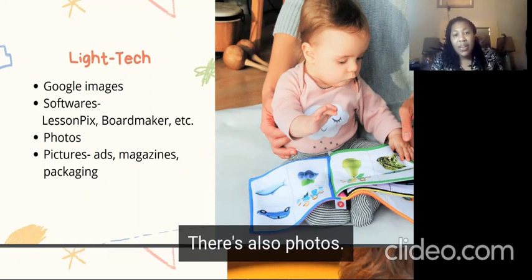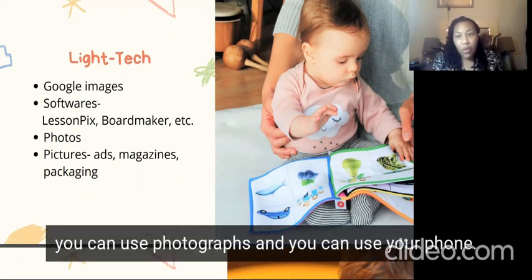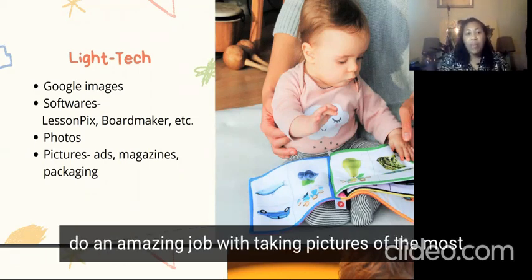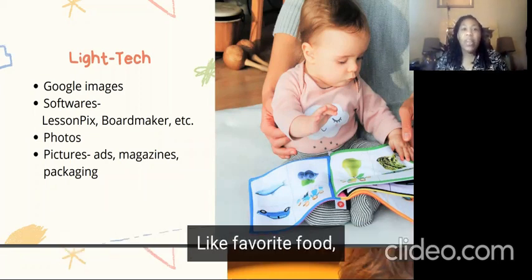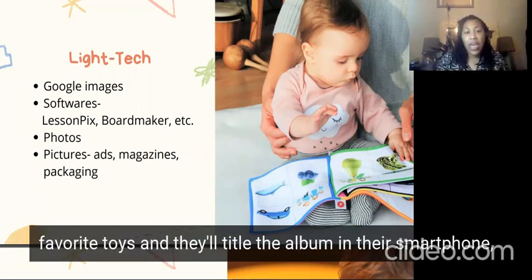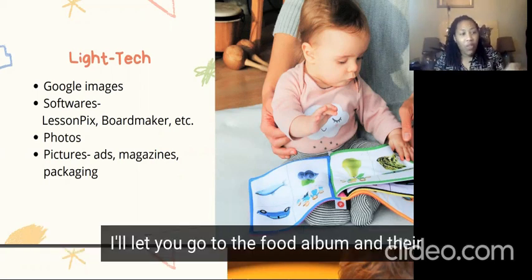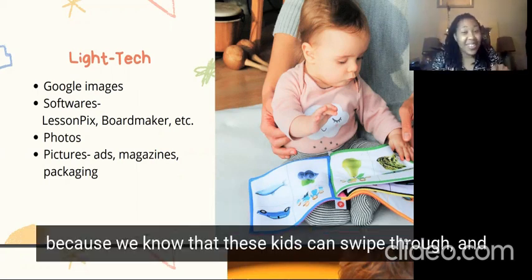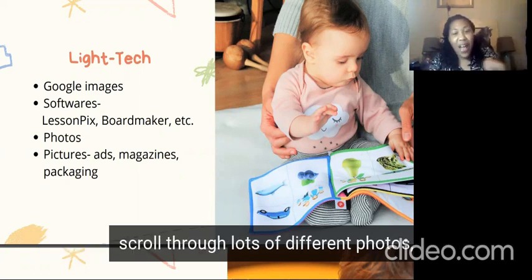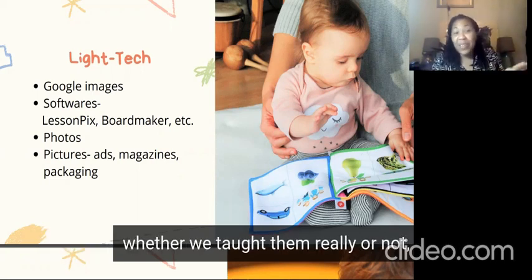There's also photos. Remember, you can use photographs and you can use your phone even. I've seen so many parents do an amazing job with taking pictures of the most important things in the environment, like favorite foods, favorite toys, and they'll title the album in their iPhone, foods. And so all they have to do is go to the food album, and their child can swipe and scroll through lots of different photos, because we know that these kids can do that, whether we taught them or not.